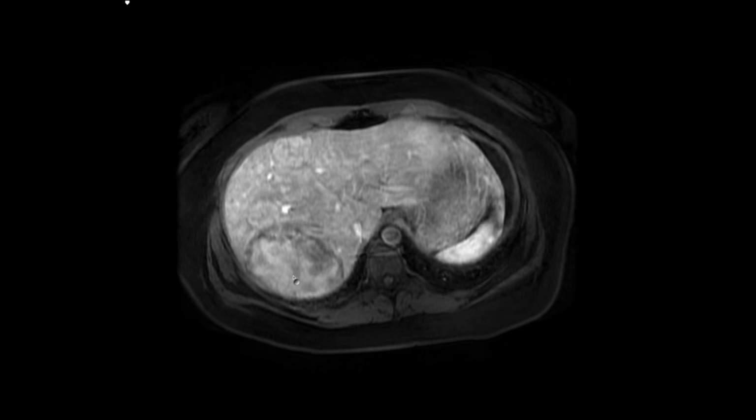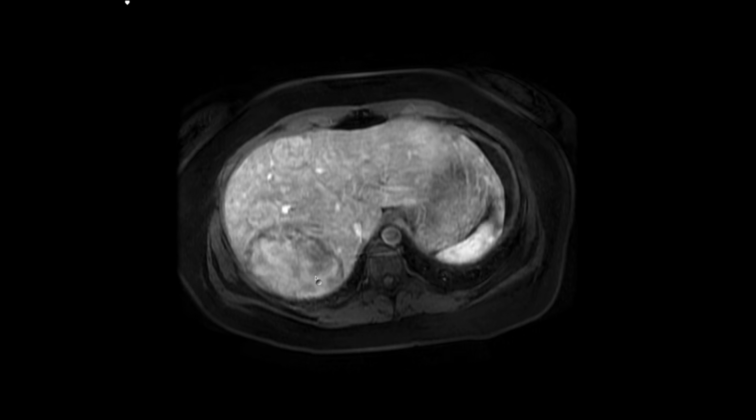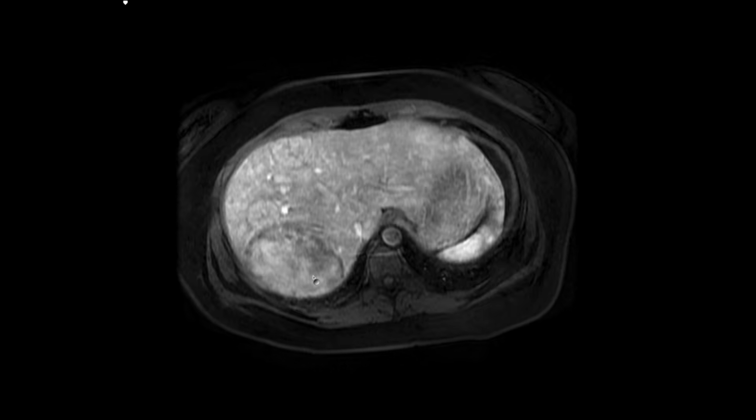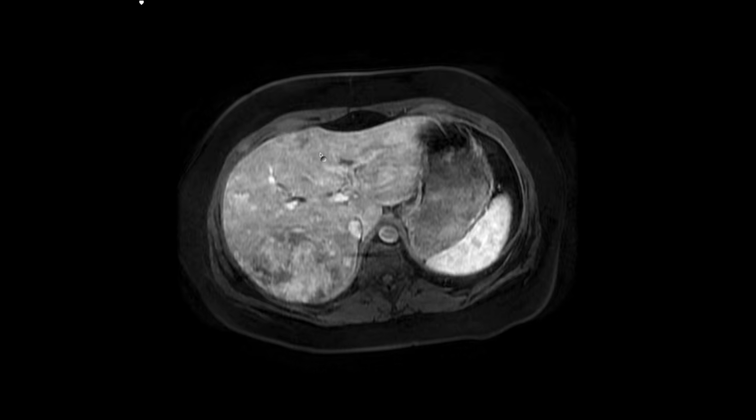These other lesions, there are multiple of them, but let's focus on this big one for now. This one that was quite T2 hyperintense also has some arterial enhancement. It's a little bit more heterogeneous, and there are non-enhancing areas as well. And there are multiple other lesions that are also arterial enhancing.